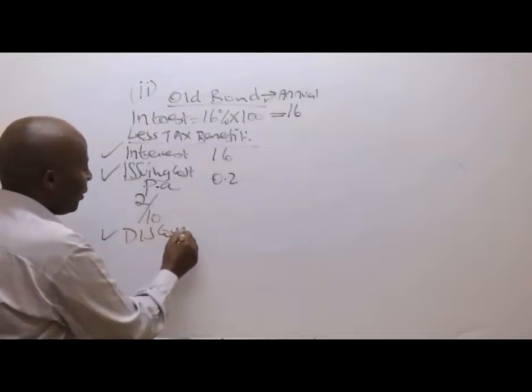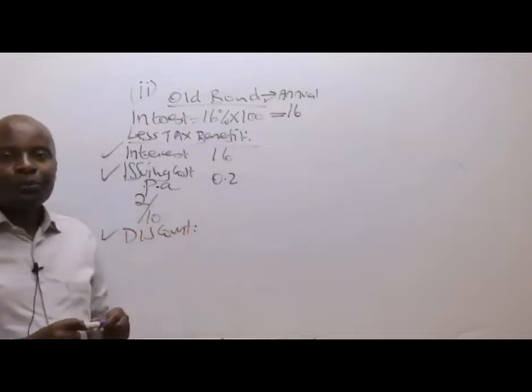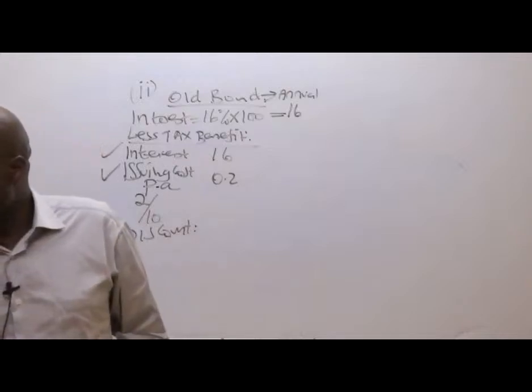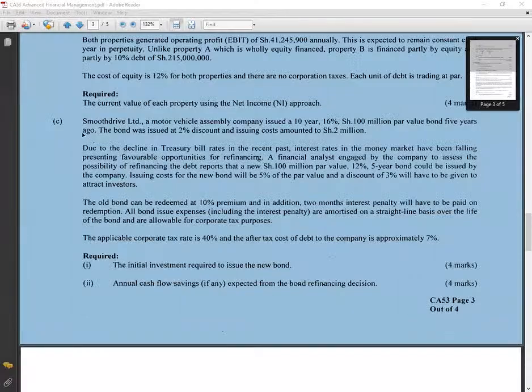So could you kindly give me the total discount first of all? Total discount from the question paper, the old bond is given here. You can see the total discount is 2%. So it will be 2% of the par value, that is 100, which means the total discount will be 2 in terms of millions.